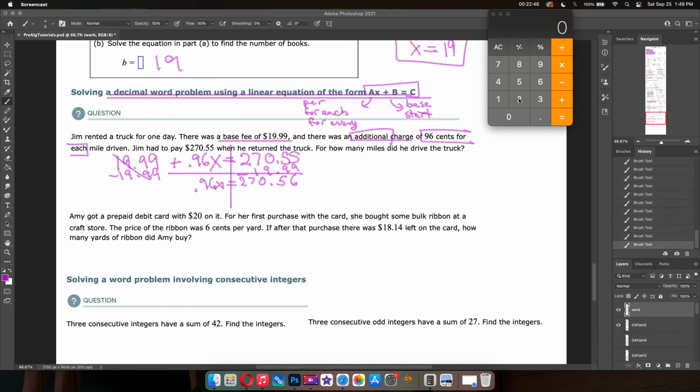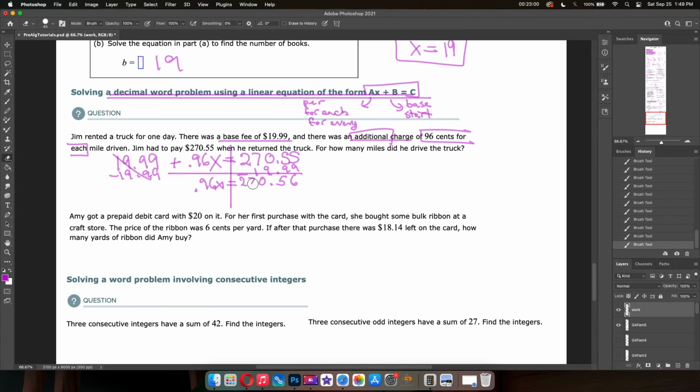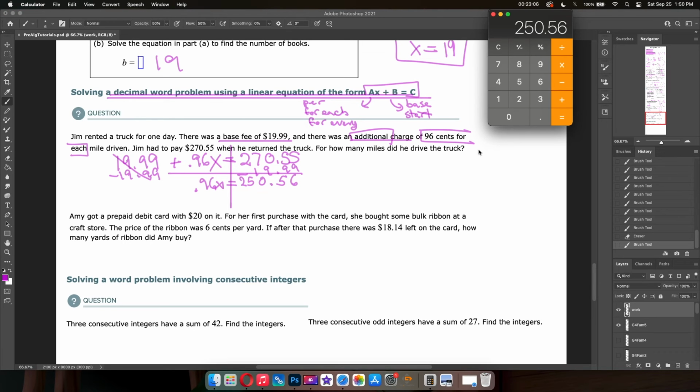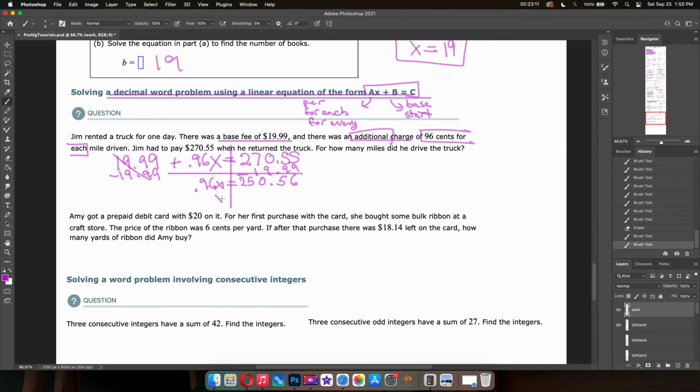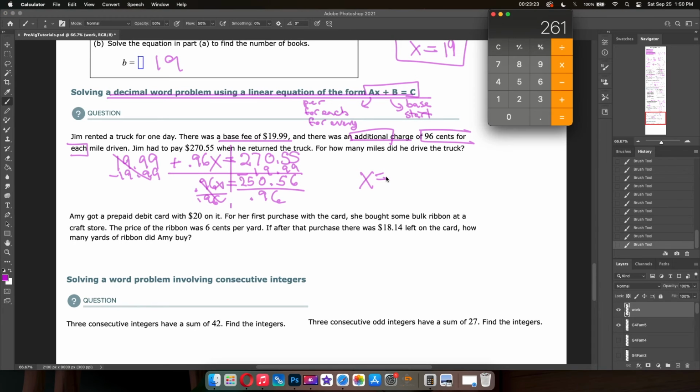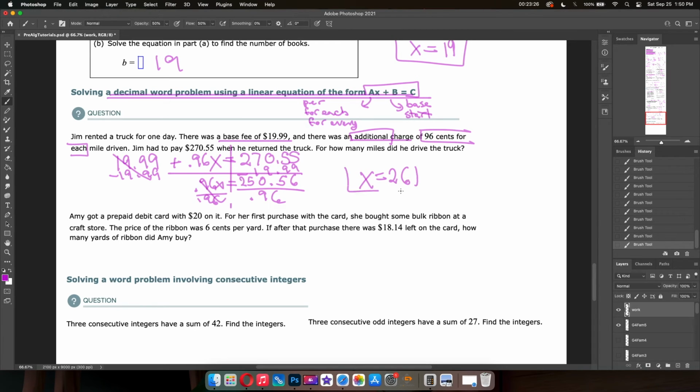All right, so let's just double check my math here. So we have 270.55 minus, what was it, 1999? 250. Okay, so I was a little bit off over here. Oops. And it is a 50. Oh, that's right, because I'm borrowing twice. And now I divide by the 0.96, and what do I get? 261. So x equal, oh, wait, sorry, didn't show my work. Divide by 0.96, divide by 0.96, and then x equals, what was it? 261. That's our final answer.